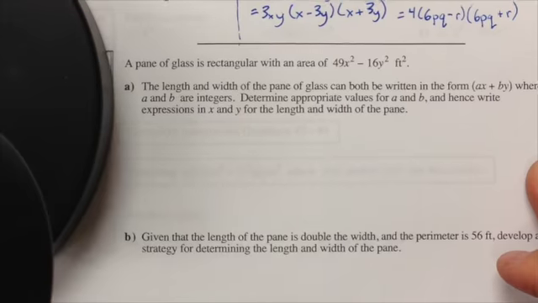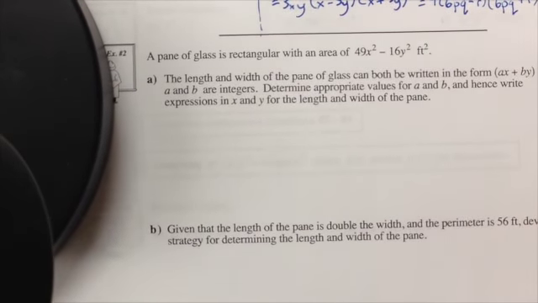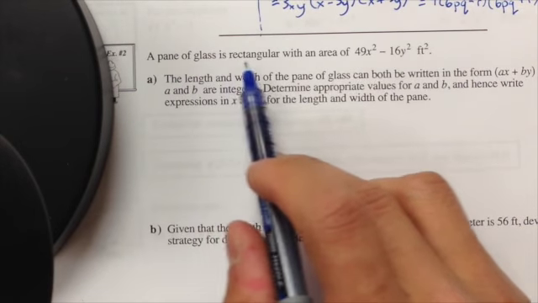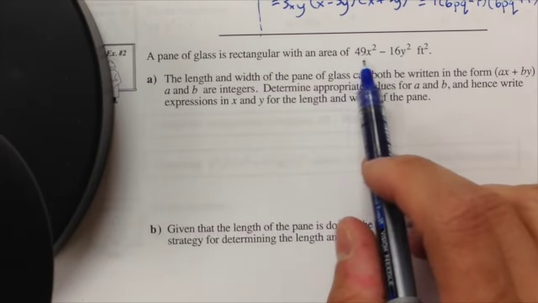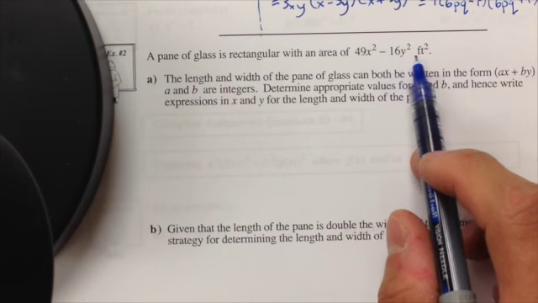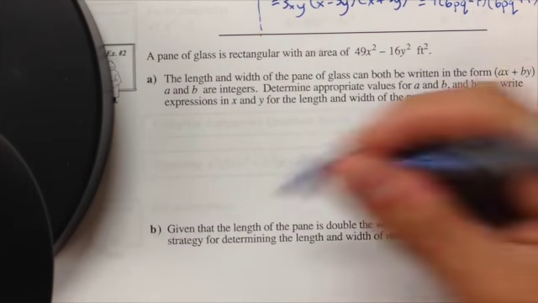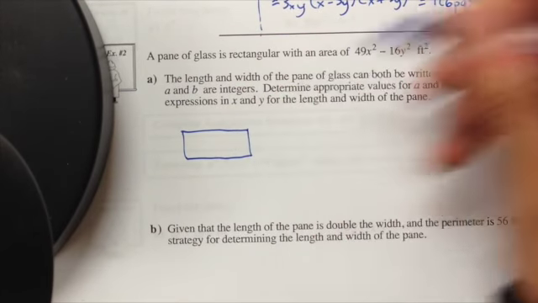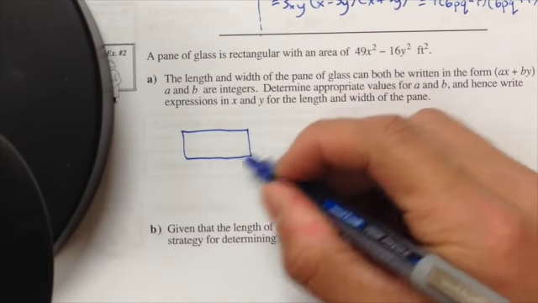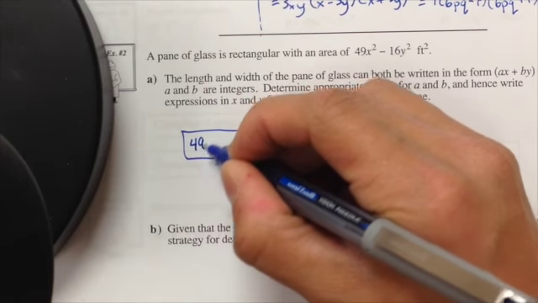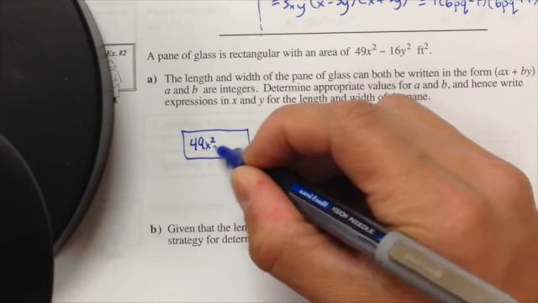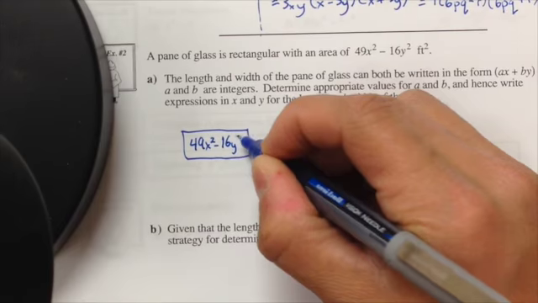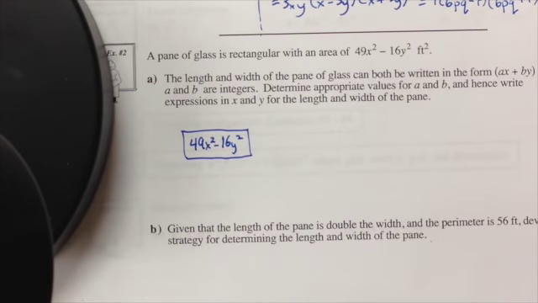All right, let's look at example number 2. A pane of glass is rectangular with an area of 49x squared minus 16y squared in feet squared. Okay, so if I have a pane of glass, then the area, the space inside, is going to be 49x squared minus 16y squared, and that is in square footage.